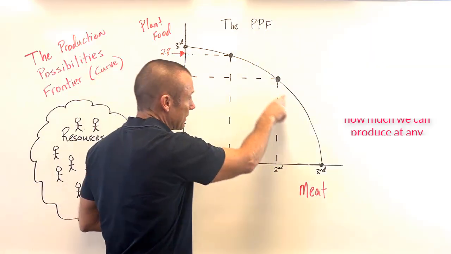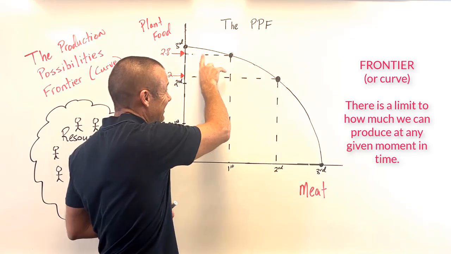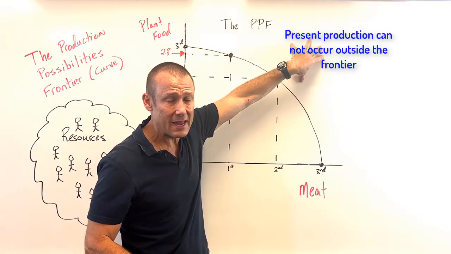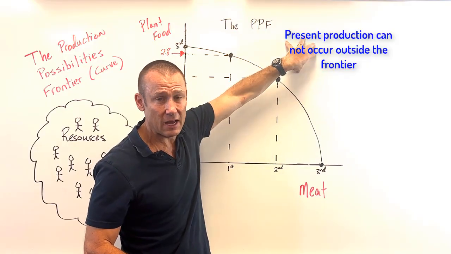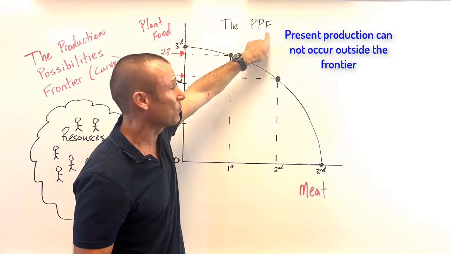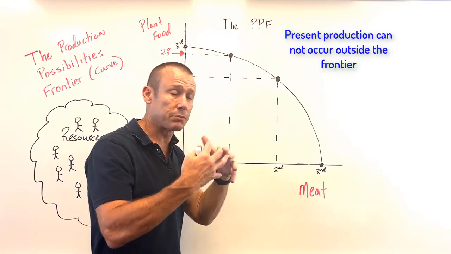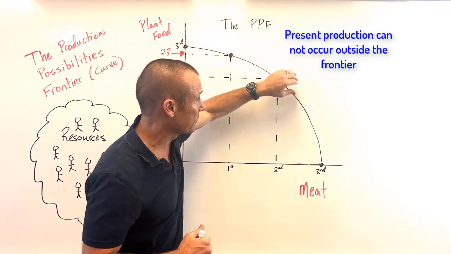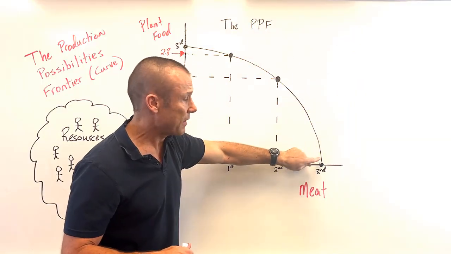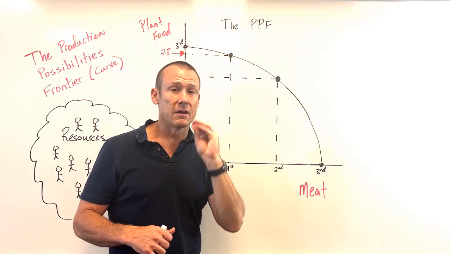There is a limit to how much we can produce. Even if we are completely productively efficient, there is still a limit to how much we can produce. In the present, we cannot produce outside the frontier. So it's setting that limit. You can see why I like the word frontier more than curve, because of what that word implies. There's a limit, a frontier that you cannot get past. So no production out here. The best you can do is produce on the line, and that's when you are productively efficient.